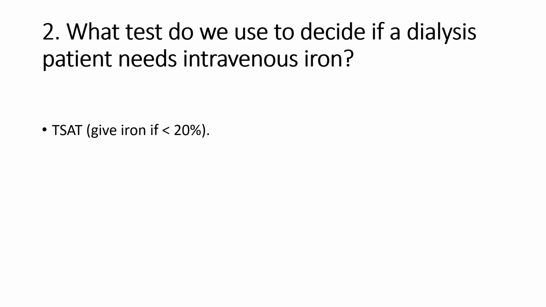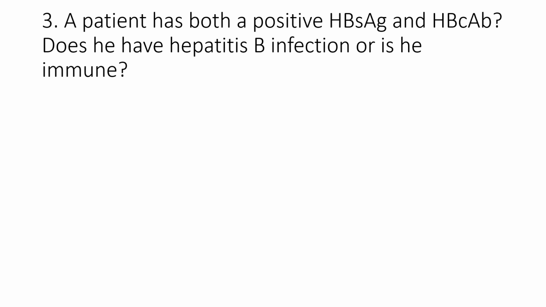Question number 3: a patient has both a positive hepatitis B surface antigen as well as core antibody. Does he have hepatitis B infection or is he immune? That's right. This is chronic infection. Remember that if someone has hepatitis B surface antigen, that is a hallmark of active hepatitis B infection. Hepatitis B core antibody, not surface antibody, but core antibody, is always positive if someone has been previously exposed to hepatitis B, even if the infection resolves.